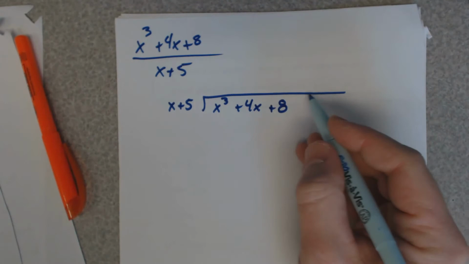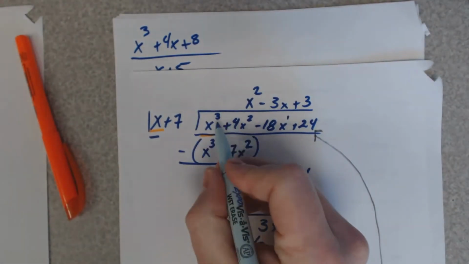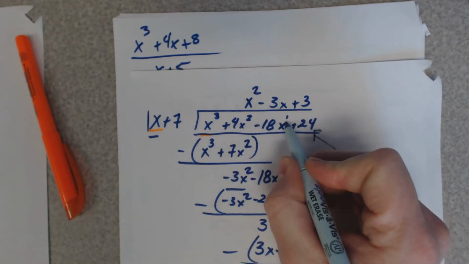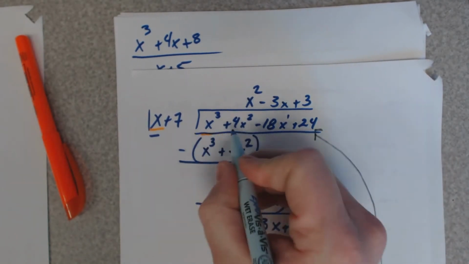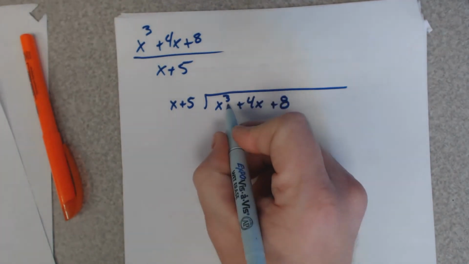Now, I shouldn't have drawn it so long. Remember what I said earlier? Where the powers go from x cubed, x squared, x, and then no x. You have to have this descending order. Does that happen here? No. There's x cubed.